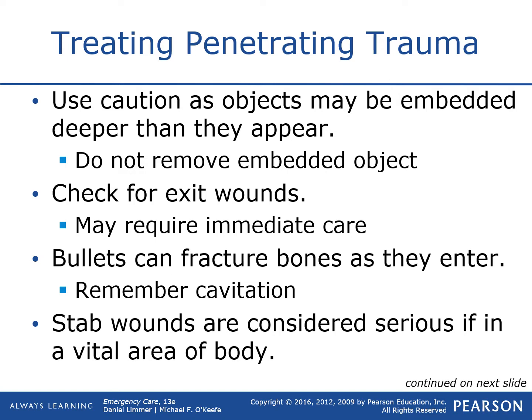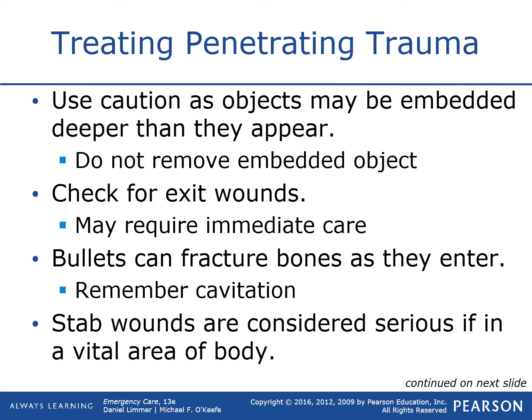Remember that bullets can fracture bones as they enter the body and as they bounce around the body. So you might have a lot of fractured bones. Fractured bones, as we know, can lead to slicing other tissue around the bone because the bone is usually very sharp. And remember that cavitation is a very significant part of penetrating trauma. So if you have a bullet enter the body, cavitation will cause a lot of tissue damage that you won't immediately think about.